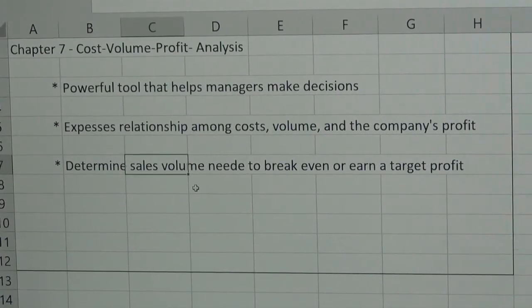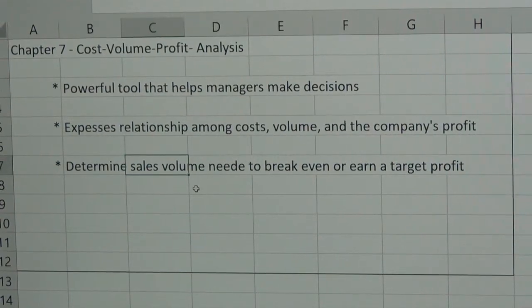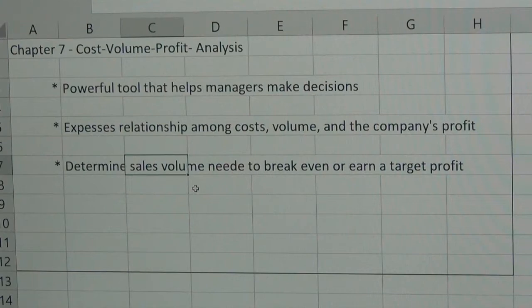Okay, so today we're going to move forward to Chapter 7, Cost Volume Profit Analysis. Cost Volume Profit Analysis is something that managers use on a regular basis. They use it for decision-making purposes, and it helps with understanding the relationship among cost, volume, and company's profit. And it can also help with determining the sales volume needed to either break even or earn a target profit.